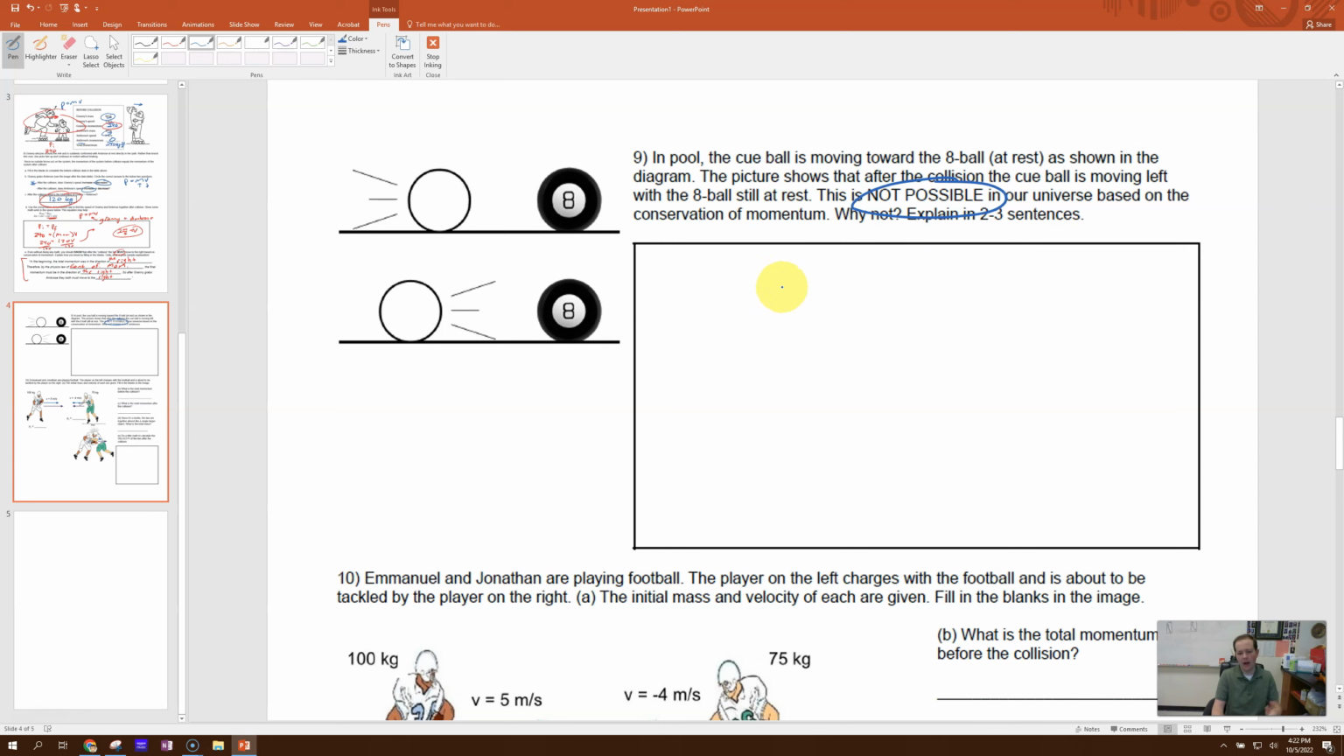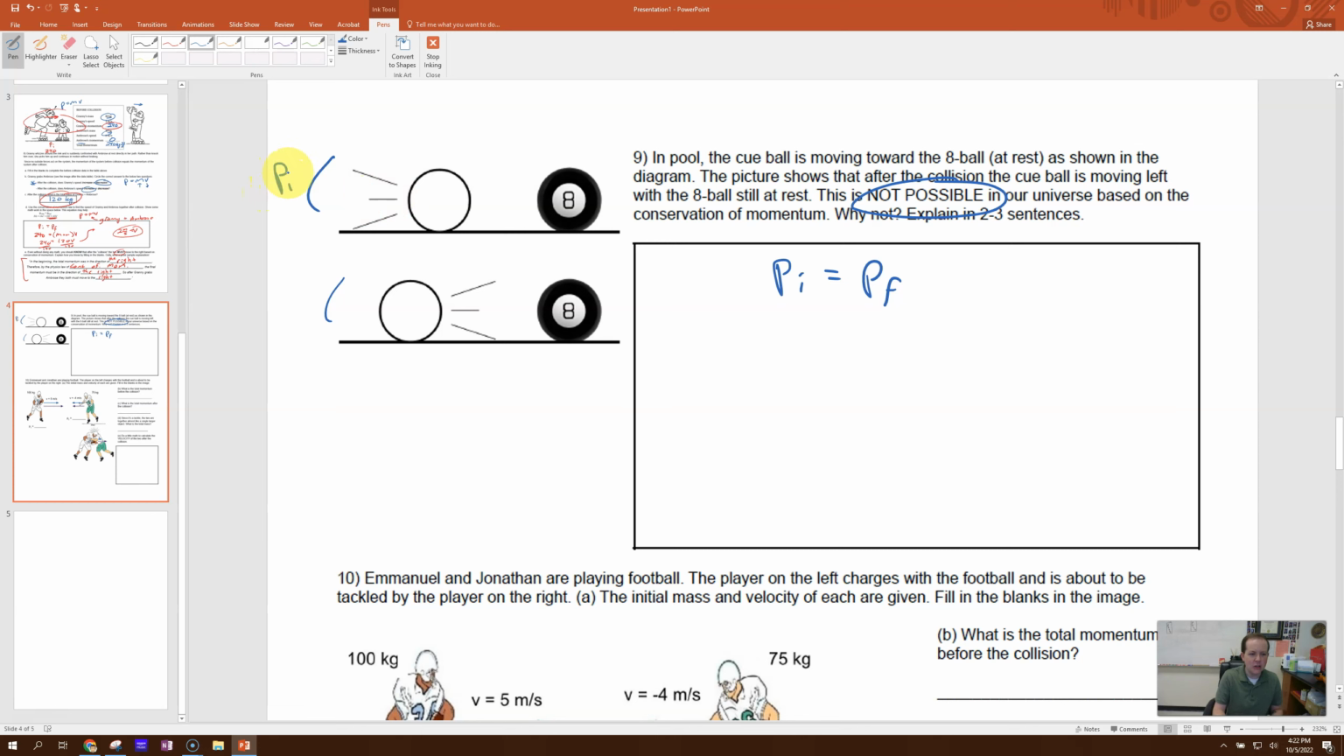I would mention, well, momentum should be conserved. Again, I'm not writing it down in full sentences. That would take me too long. But momentum should be conserved. So whatever momentum I have in the beginning should be the momentum I have in the end. Well, the 8 ball doesn't seem to have momentum at all. So it just matters about the cue ball.